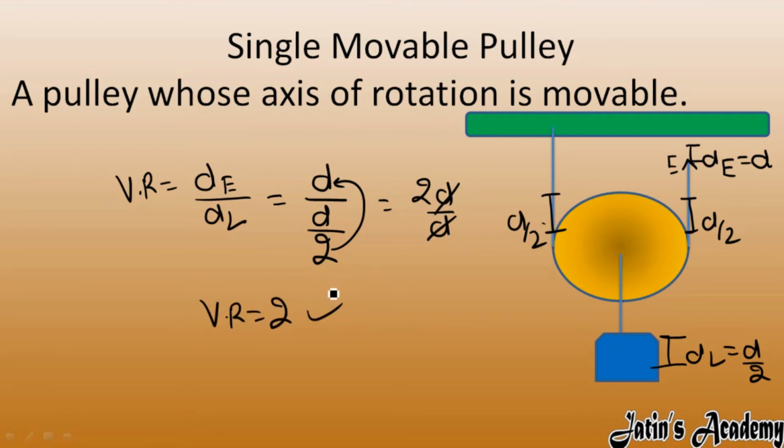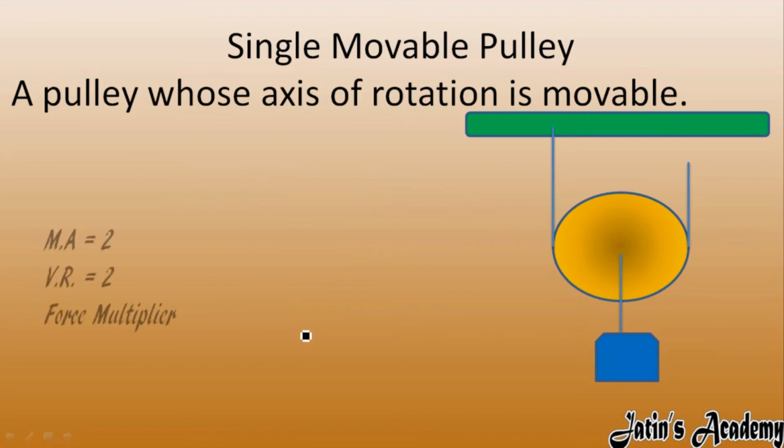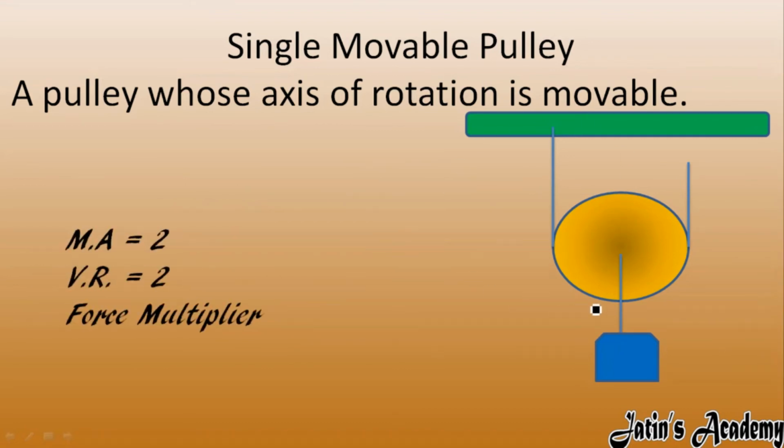Mechanical advantage we already calculated as 2. Velocity ratio we have calculated as 2. So when velocity ratio and mechanical advantage are 2, this single movable pulley acts like a force multiplier, because we know that when mechanical advantage or velocity ratio value is greater than 1, that machine acts like a force multiplier. Force multiplier means what? If you want to raise a load of 50 kgf, you have to apply only a force of 25 kgf. So half of the effort is saved. This is called a force multiplier.